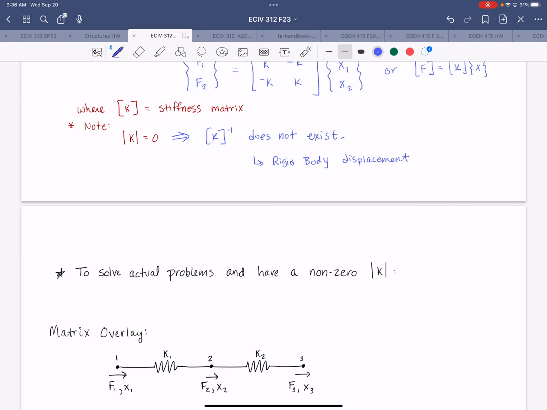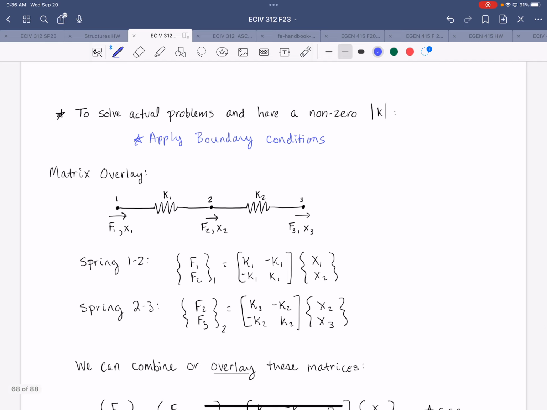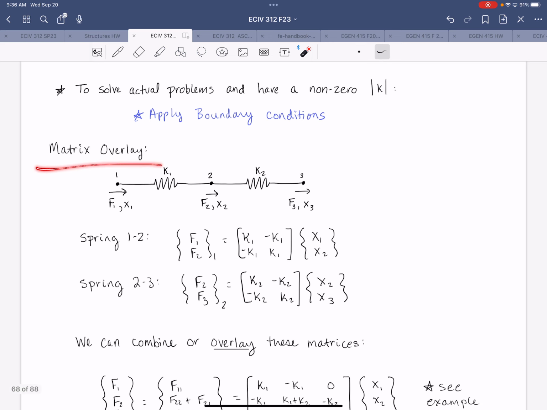So that's on the next page. We will apply boundary conditions. Before we do that, though, we're going to add another spring to the system. All right, so we're going to make it a little bit more complex. And now we're going to do this to demonstrate how to overlay matrices with multiple elements.